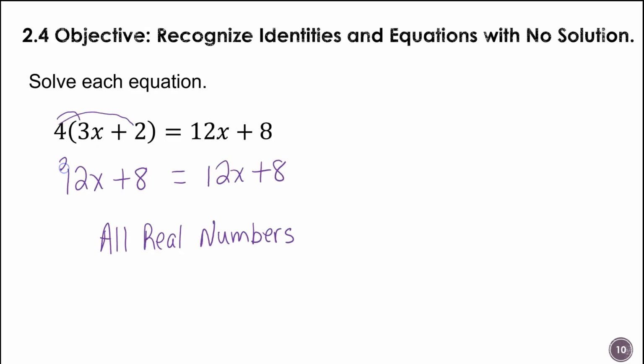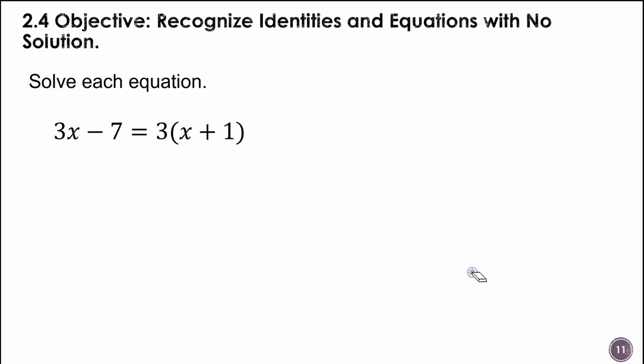I'm going to, whoops, I went back to the previous slide. I'm going to distribute the 3 on the right-hand side, so I'm going to keep the left-hand side just like it is. This is going to be 3x plus 3. And so you notice that on the two sides, the 3x and the 3x are the same. If I subtracted that, I would get negative 7 equals 3. So I hope that you learn to recognize these at this point, and this would be no solution. And remember, you can write no solution in a few different ways. I talked about that on the last lesson.